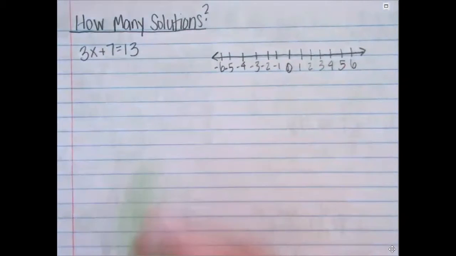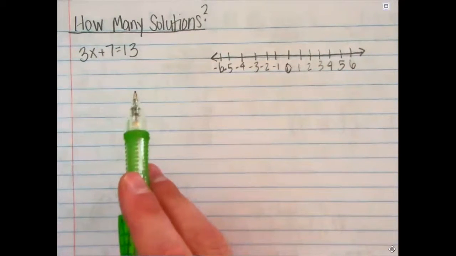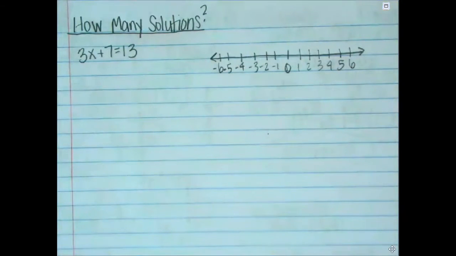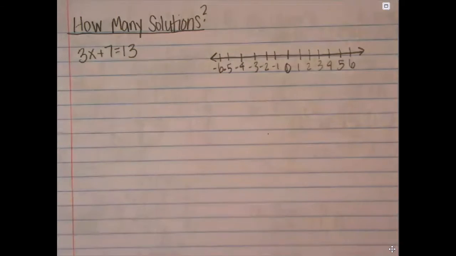So solve this problem, 3x plus 7 equals 13. Figure out what x is, and graph its solution. All right, what'd you get for x? 2. What's the first thing I've got to do to solve this? Subtract 7 from both sides of the equal sign to maintain balance.